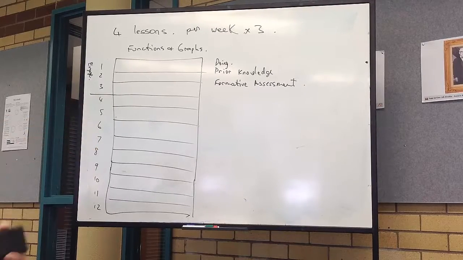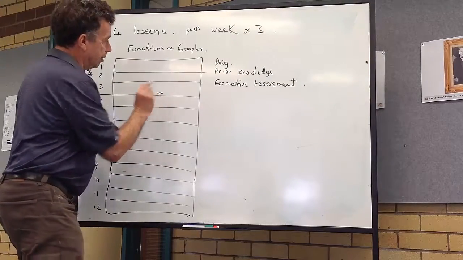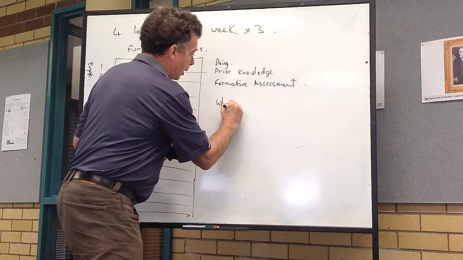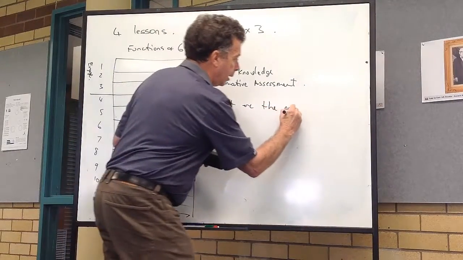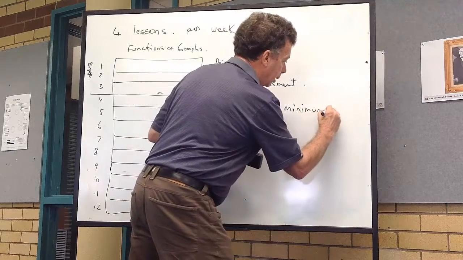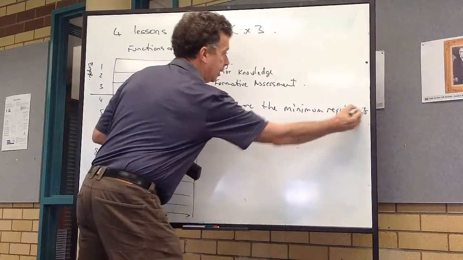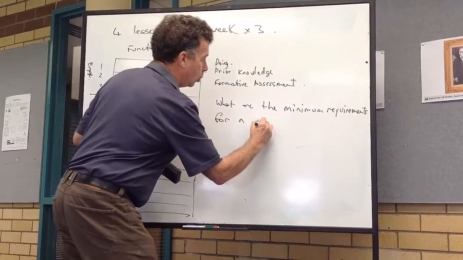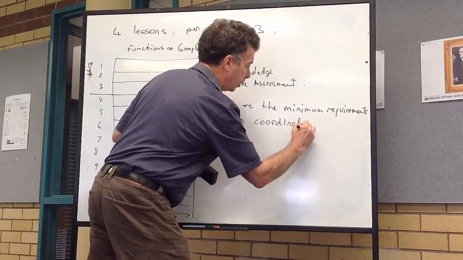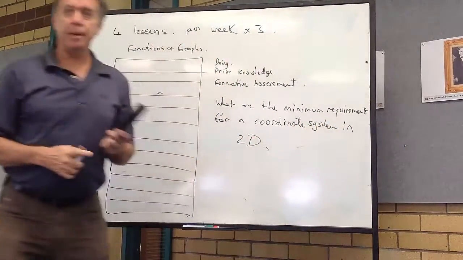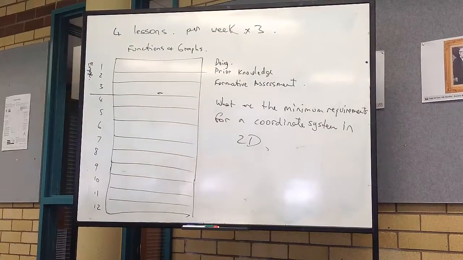After I'd done all of these, I would get to the end here, back towards the end of lesson 3, and I'd pose another question. It would be something like, what are the minimum requirements I need for a coordinate system in something like, just do it in 2 dimensions. What sort of answer would you hope they would come up with?